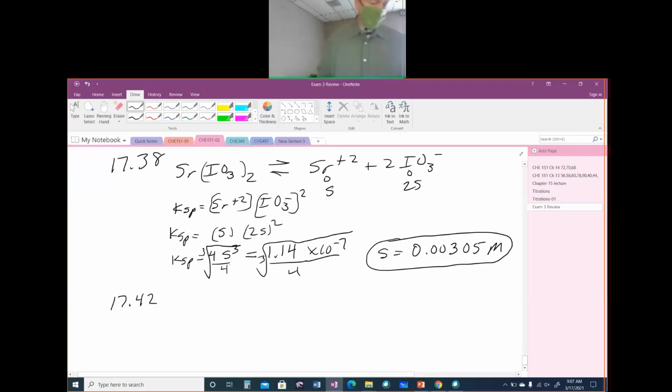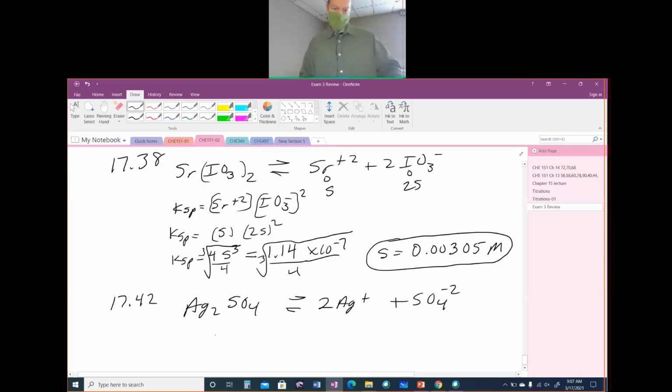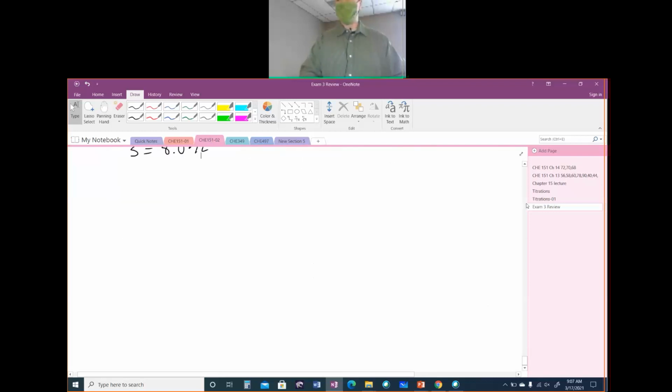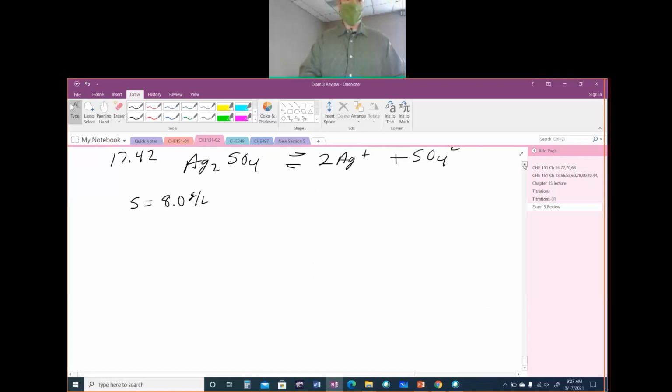Solubility of silver sulfate, Ag2SO4, to Ag+ and SO4 2-, in water is 8 grams per liter. All right, so now again, they give us the solubility in the wrong units. They give it to us in grams per liter, which is a very common way to give a solubility, but we need it in molarity. So we can easily convert that to molarity by getting the molar mass of our silver sulfate.